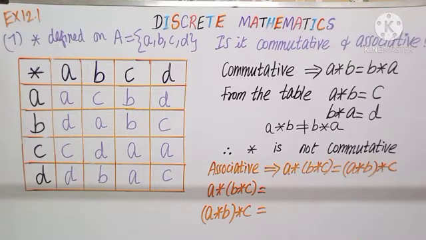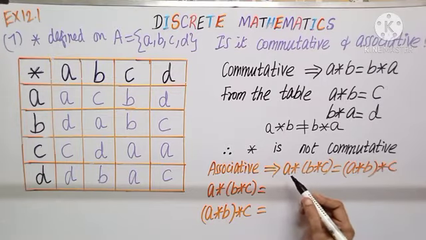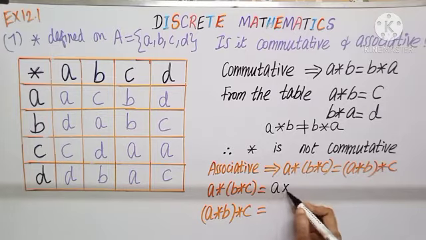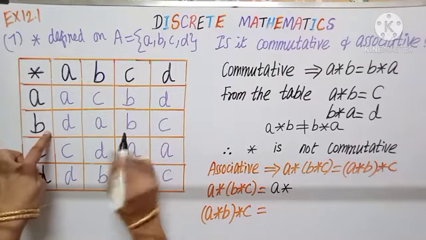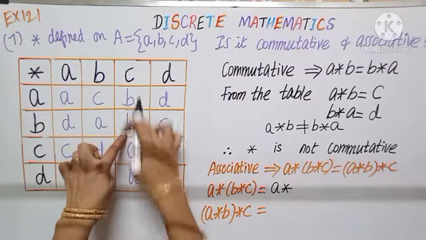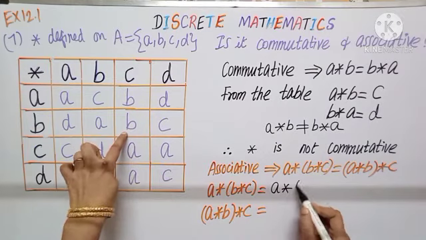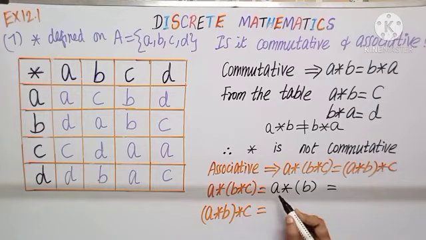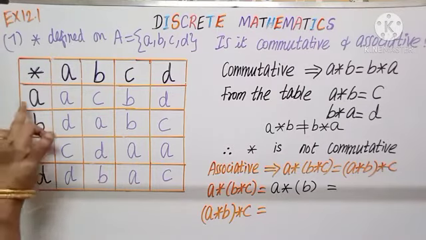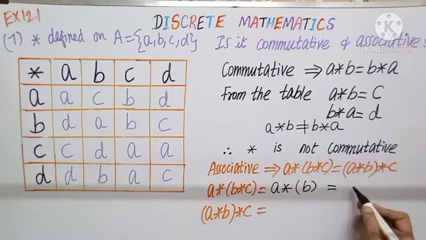To check associative, the associative law is (A star B) star C equals A star (B star C). Again, find out the LHS. A star (B star C). What is B star C? B here, C here. So what is my answer? B star C, the answer is B. Now I want A star B. A star B, the answer is C. So on the LHS I get C.